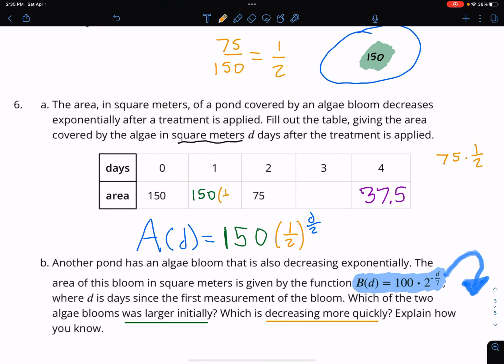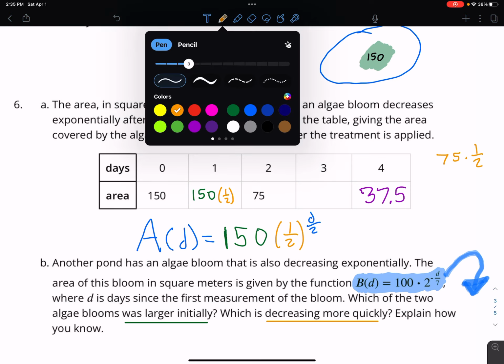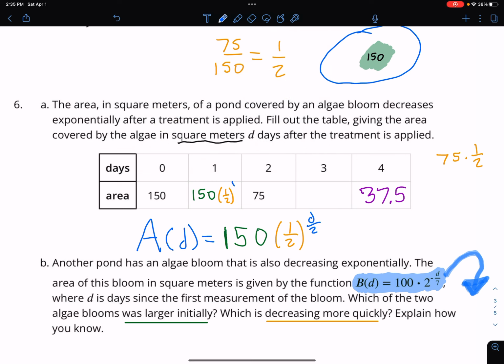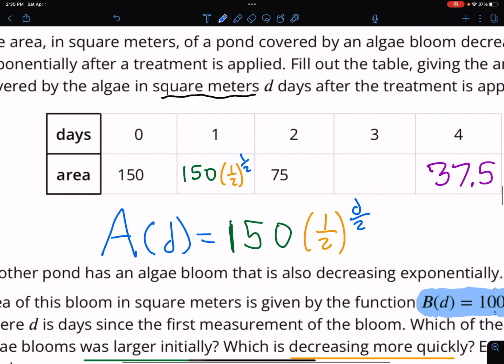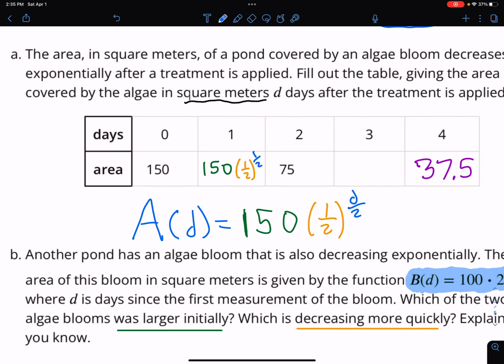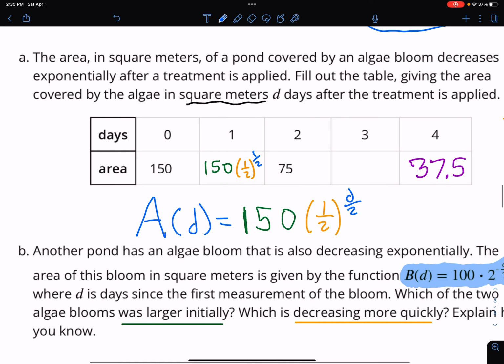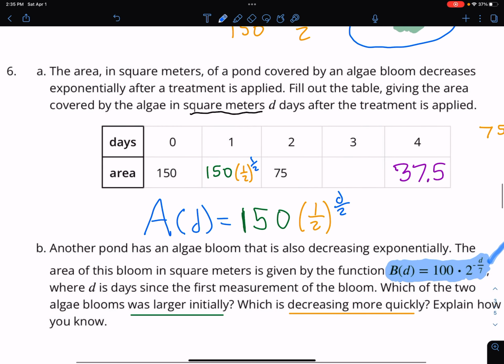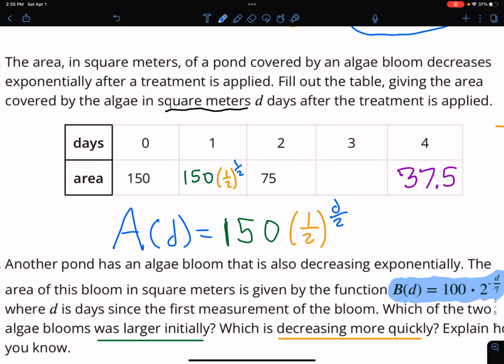It's getting cut in half. And guess what? How many days passed? 1 day. 1 day out of 2. We're looking at the square root of 1/2. 150 times the square root of 1/2. So you could write this: 150 times 1/2 to the power of 1/2. You could write 150 times the square root of 1/2. Or if you had a calculator, you could crunch the numbers, but you're not, so don't worry about it. Just write it like that.